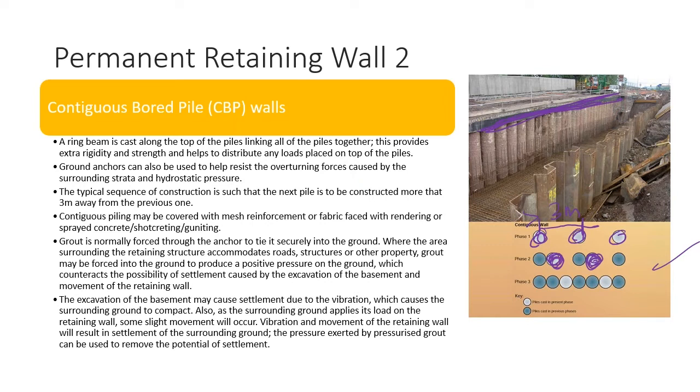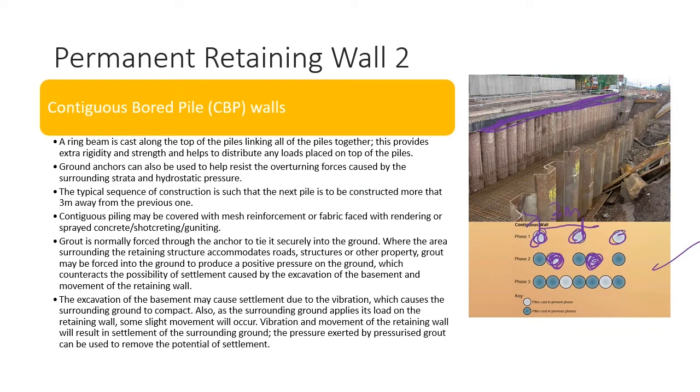Grout may be forced into the ground to produce a positive pressure on the ground, which counteracts the possibility of settlement caused by the excavation of the basement and movement of the retaining walls. Sebab ada loading and such. The excavation of basement may cause settlement due to the vibration, which causes the surrounding ground to compact. Also, the surrounding ground applies its load to the retaining wall. Some slight movement will occur sebab ada juga loading yang akan transfer, jadi ada movement. Vibration and movement of the retaining wall will result in settlement of the surrounding ground. The pressure exerted by pressurized grout can be used to remove the potential settlement.